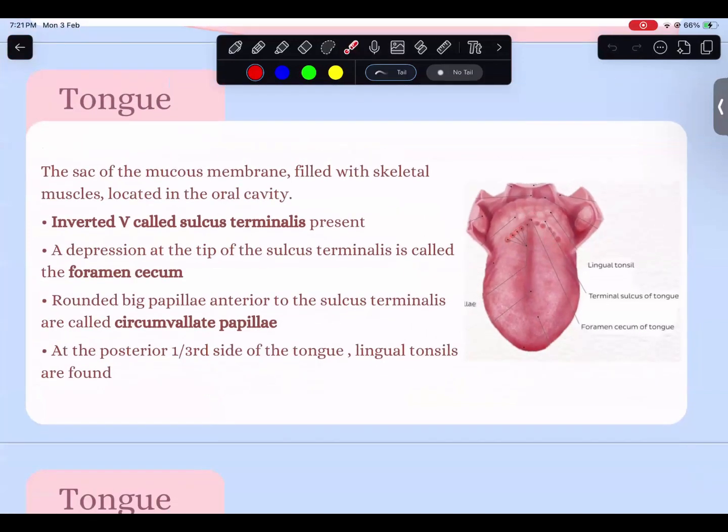Okay, we have these rounded things here. They're called circumvallate papillae, and they're basically taste buds, okay? And as we said, the posterior one-third of the tongue lies in the oropharynx, and these are your palatine tonsils, right? The posterior one-third of the tongue is also in line with the other tonsils, which are called lingual. So these tonsils are lingual tonsils, and these tonsils are palatine tonsils, okay?